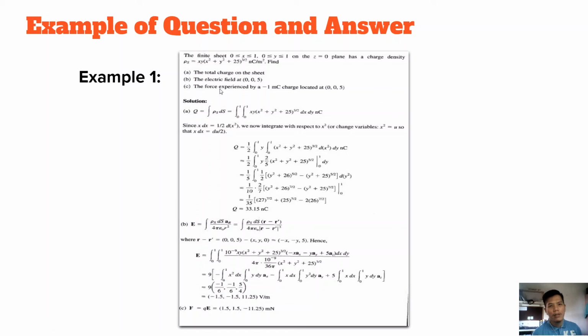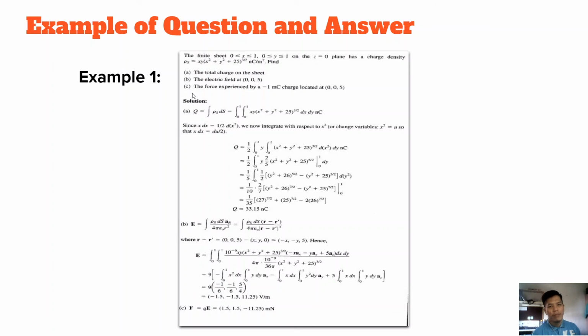So for B, the electric field is at 0.005. We know that the electric field formula is equal to the integral of ρS dS aR over 4πεR squared. So this is the derivation where R minus R prime, R equals to 0.005, R prime equals to x at 0. So the answer of the substitution is negative x, negative 1, 5. Then we just put all these values properly into this formula. Then we get this final equation. After that we get the final answer is negative 1.5, negative 1.5, 11.25 V/m.